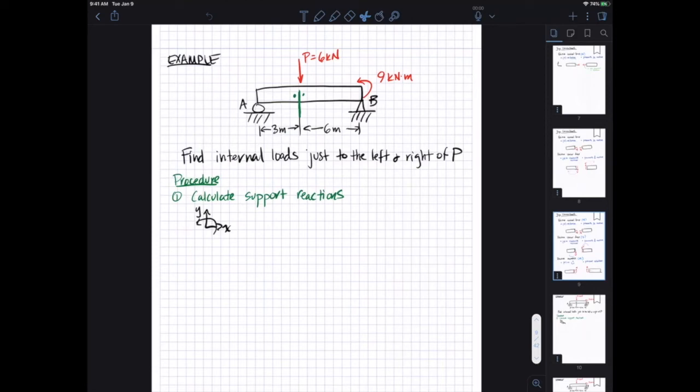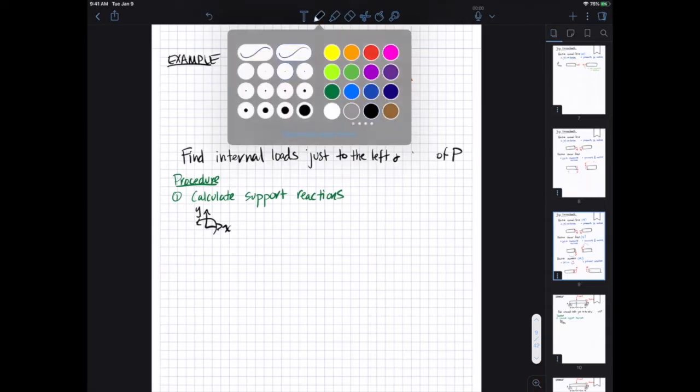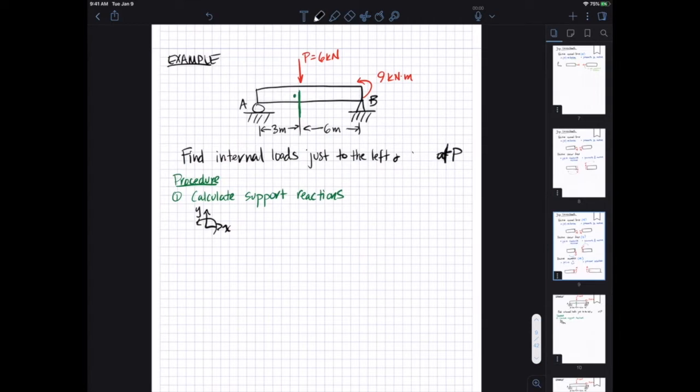All right, so let's do our first example. Let's look at what happens when we look at the loads just to the left and actually just under P, right? Not so much to the right of it, but at P actually. And in order to do that, the first thing we'll do is bring in more knowns, right?